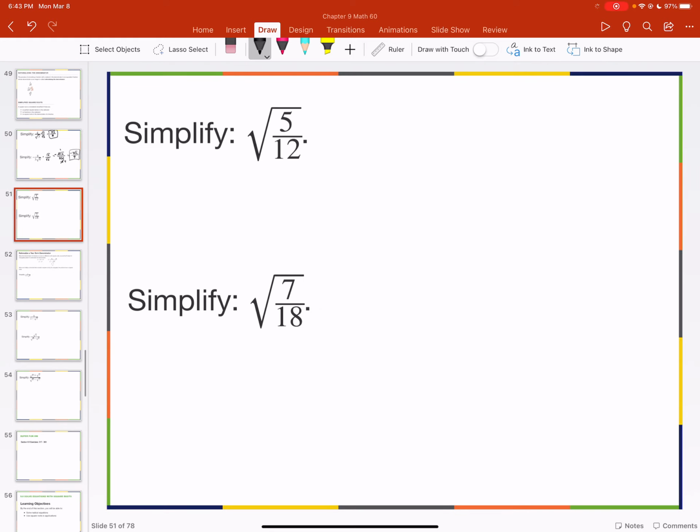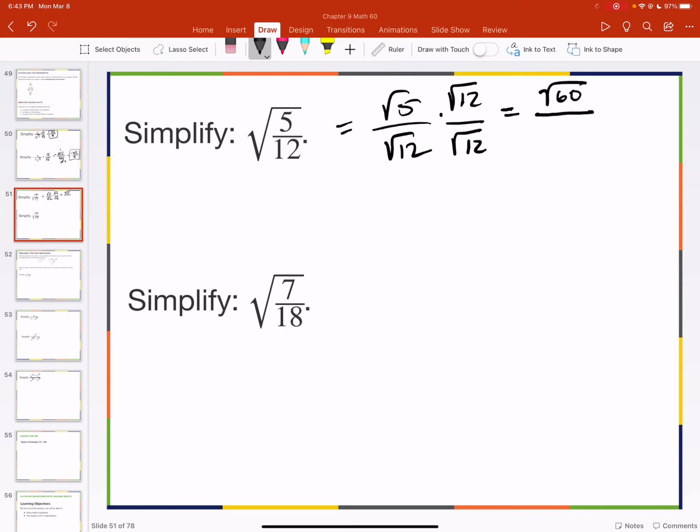All right. How about this here, square root of 5 over 12? So that's the same thing as square root of 5 over square root of 12. And then multiplying top and bottom by square root of 12. So then on the top here, you have square root of 60 over, and then on the bottom, you have just 12, right?